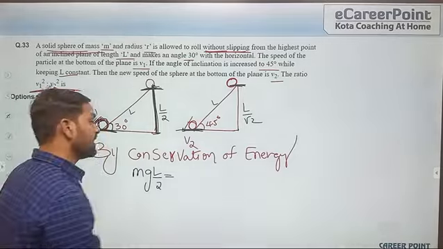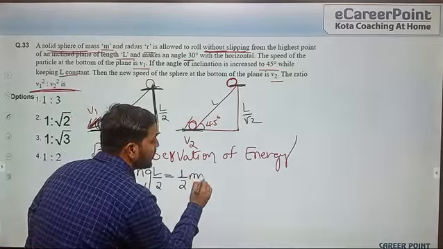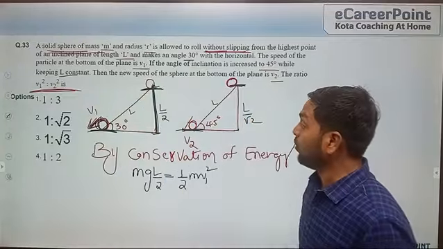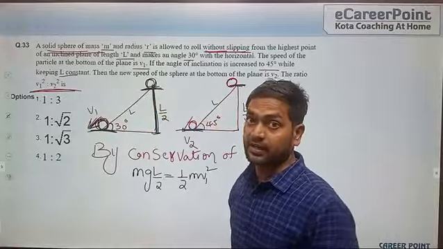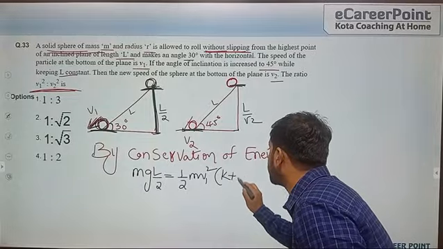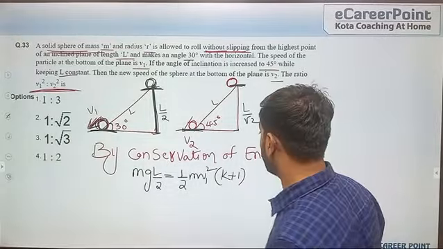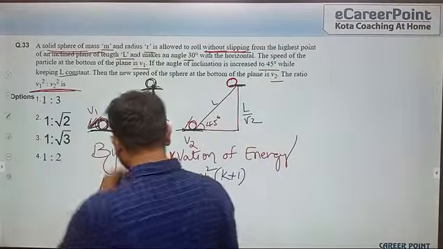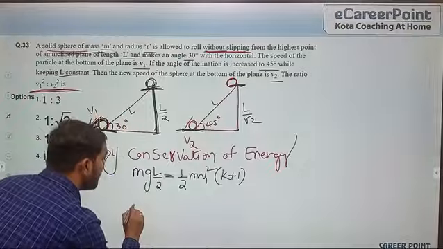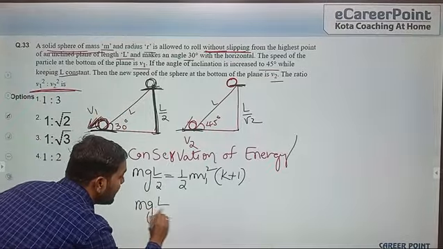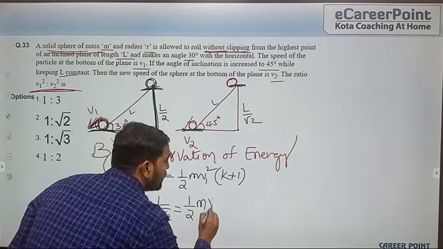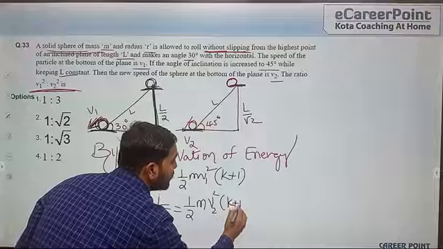So what is the kinetic energy? Half m v1 square? Yes or no? No. Why? Because it is pure rolling. That means we are going to get k plus 1, right? Next, for the 45 degrees case, mgL by root 2 equals 1 by 2 m v2 square times k plus 1, right?